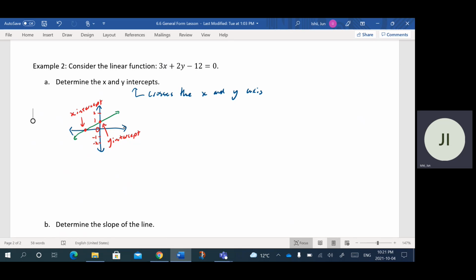Okay, so hopefully that makes sense. So again, along the x-axis, y is always equal to 0. And likewise, if I was to go up and down, this is the y-intercept. What you notice is that all the y coordinates along this y-axis, your x is equal to 0.